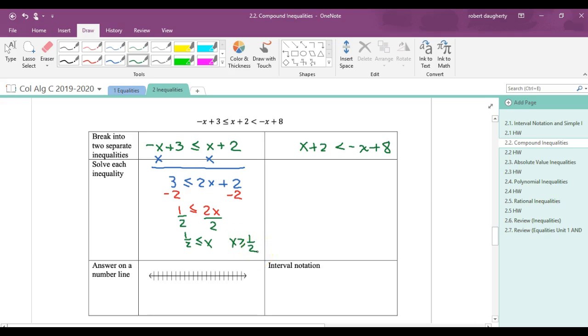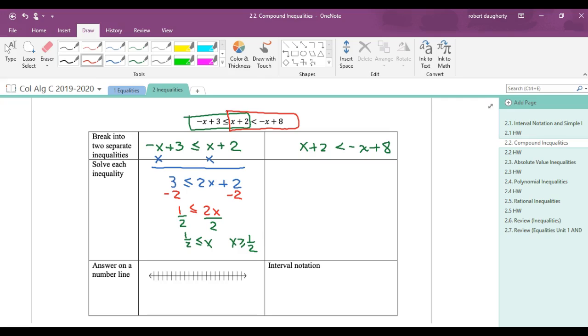Yes, question? Split the x plus 2 up. But no, you look at, you've got two inequalities. So this whole thing is one inequality, and then this whole thing is the other, okay? So you copy from where you start up to that second inequality, okay?